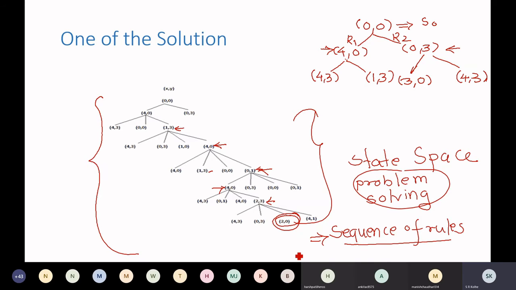So this is the reason why state space representation is important, because that will give you the complete foundation for how you are going to develop an algorithm for solving that particular problem, right? So understood what state space representation is? Any question on this?